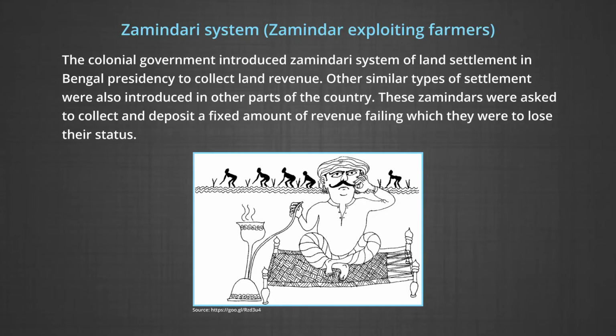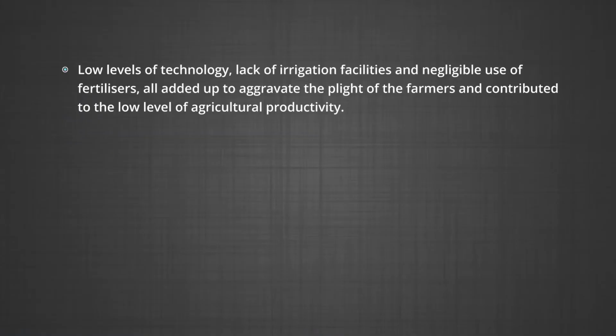These Zamindars were asked to collect and deposit a fixed amount of revenue, failing which they were to lose their status. So, the Zamindars put all their efforts, including use of force, to meet the target of revenue collection rather than working for the development of poor farmers. 5. Low levels of technology, lack of irrigation facilities and negligible use of fertilizer all added up to aggravate the plight of the farmers and contributed to low level of agricultural productivity.